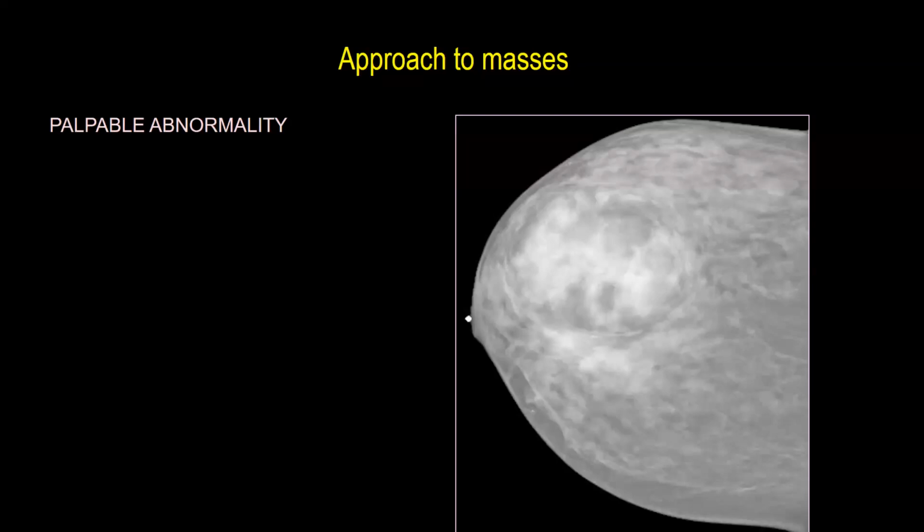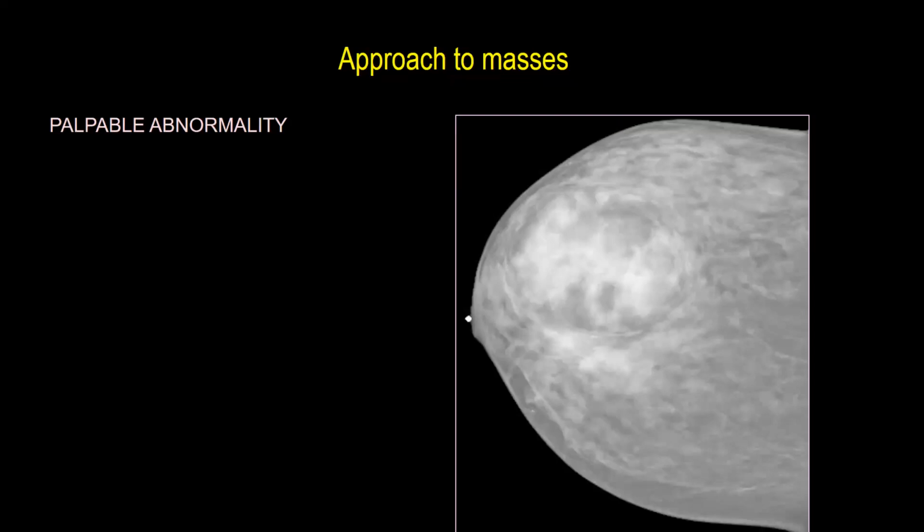This lady has a palpable abnormality, and this is the mammogram. How are you going to approach this mass? It's an oval, circumscribed, mixed density mass, containing fat density. Fat containing density, yes. It is located in the outer breast, usually anterior. The anterior breast is large, like that. So location, yes, in the outer.